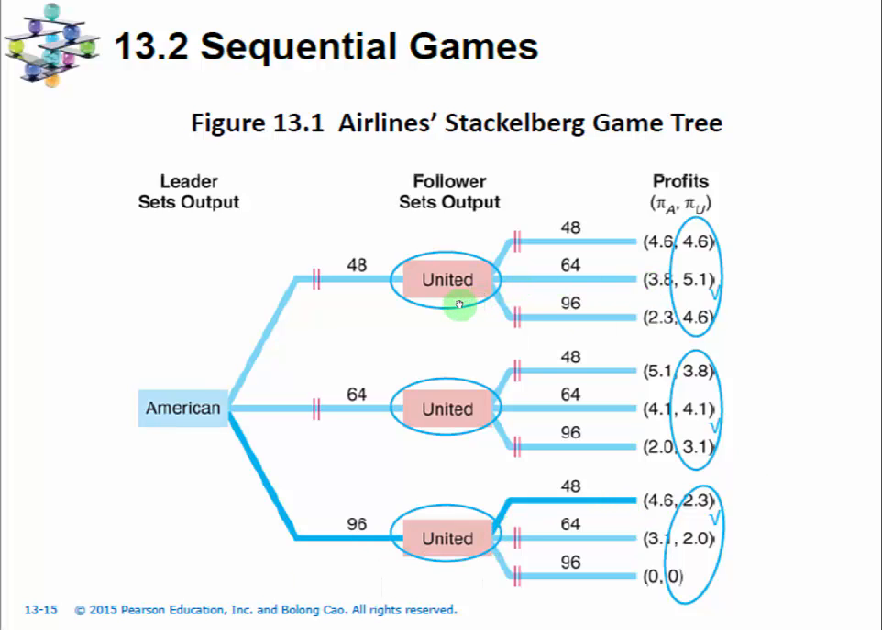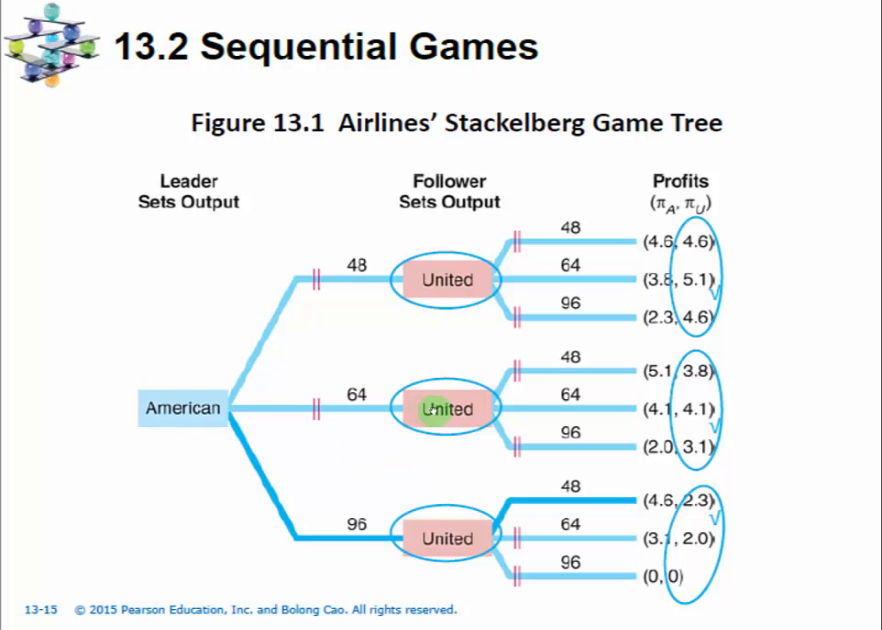Obviously, the best situation for United, the second mover, is that if American chooses to produce 48, United will be able to produce 64 and earn 5.1. And United would like to threaten American Airlines to prevent it from producing higher quantities. So United can say, I will produce 96 if you choose to produce 64, or if you choose to produce 96, I will always produce 96. And that will hurt your profit so much that you have to choose to produce 48 first.